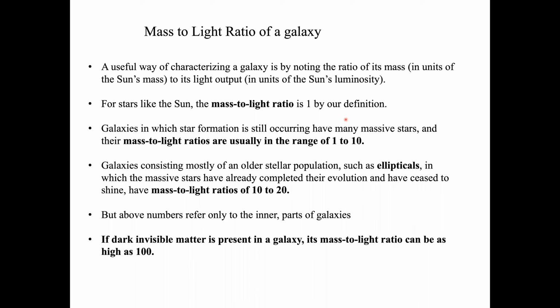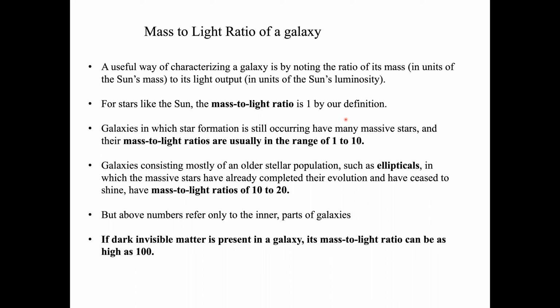And this is a very simple calculation that we used to call the mass to light ratio, right? The amount of mass divided by the amount of light. Now, if you think about our own sun, we normally define the mass to light ratio as 1 by definition, because we are going to use that as the unit that we measure this mass to light ratio for the galaxies.